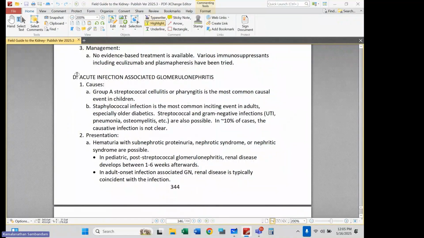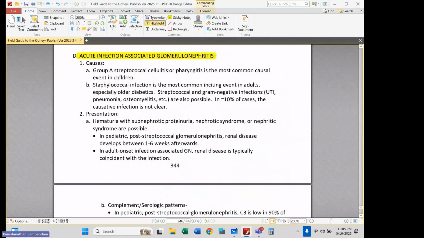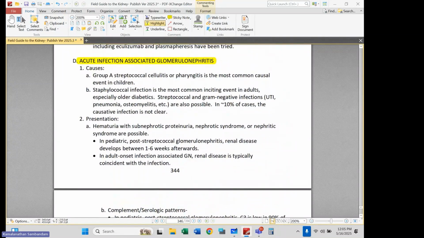So real quick, let's finish out our last topic within glomerulonephritis, which is infection-associated glomerulonephritis. Within children, the standard model of infection-associated glomerulonephritis is post-streptococcal GN. And this is certainly a common manifestation of this phenomenon within the pediatric population. But it's important to recognize that in adult infection-associated glomerulonephritis, there is a different flavor to it.